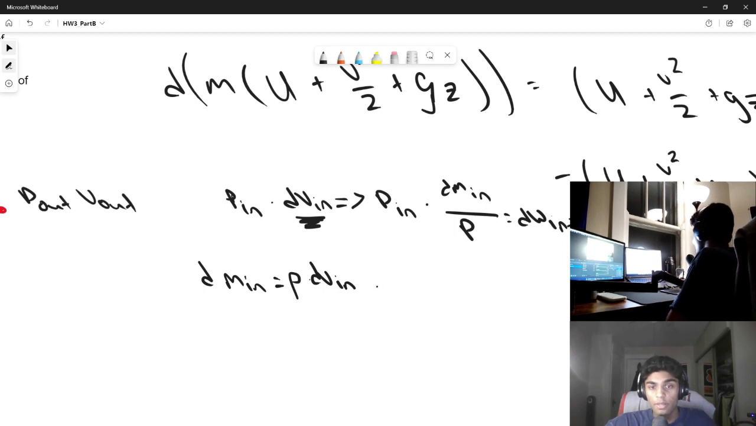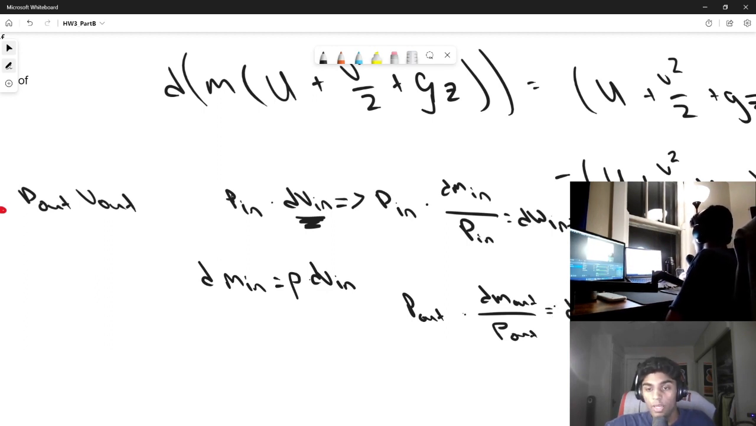It's just going to be the same P out this time, because we're looking at the pressure at the outlet, times the mass, the differential amount of mass going out over the density of the material going out. So I'm going to put it in here as well. And this is going to be our ejection work.